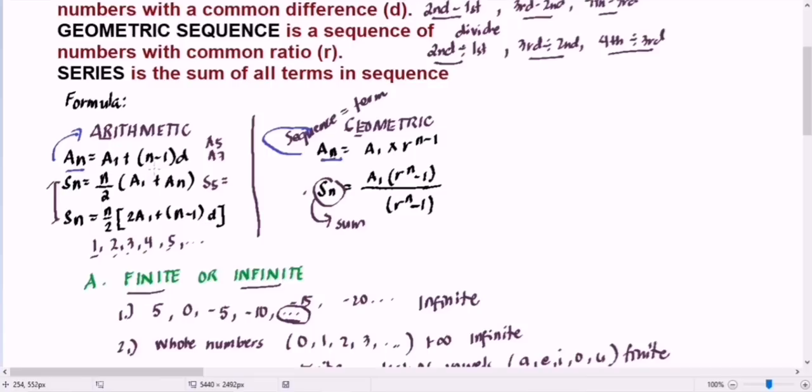So, ano bang gagamitin natin? Since number 1 is geometric, ito yung gagamitin nating term. Eh sir, bakit hindi natin gagamitin to? Kasi ito ginagamit lang kapag ang pinapahanap sa inyo ay sum. Eh, ang pinapahanap sa atin kasi ay yung pangwalong term. So, gagamitin natin ay itong a sub n equals a sub 1 times r raised to n minus 1.